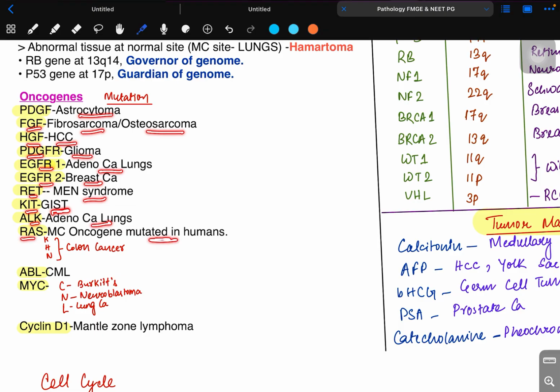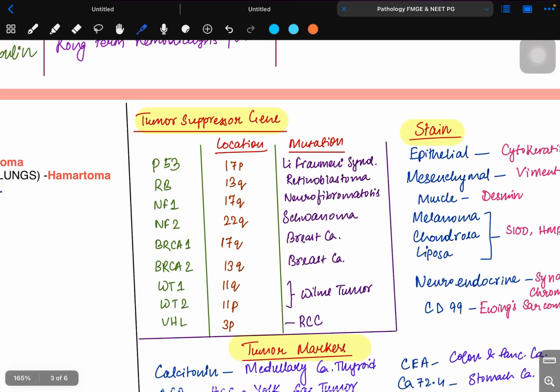RAS is the most common oncogene which is mutated in humans. It is of K, H and N types, and K-RAS is found in colon cancer. ABL in CML. MYC is of three types, C, N, and L. C is found in Burkitt's lymphoma, N in neuroblastoma, and L in lung cancer. Cyclin D1 is found in mantle zone lymphoma.